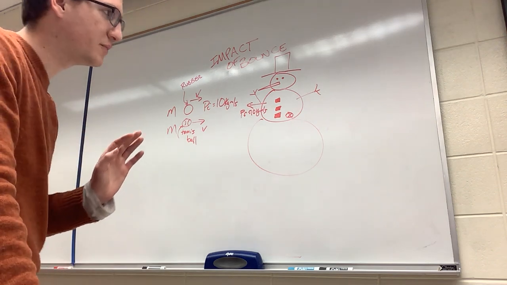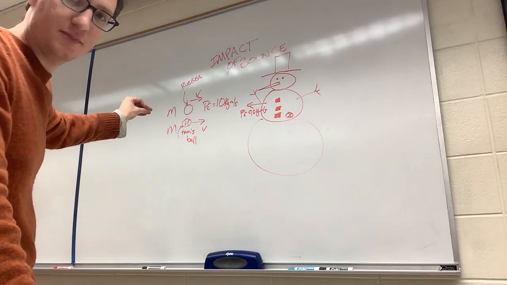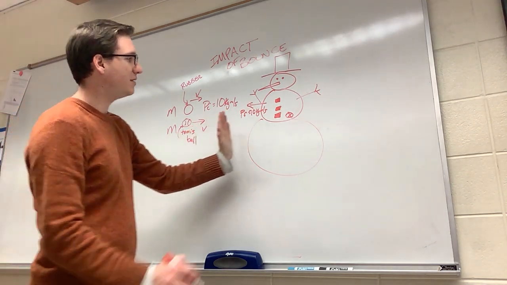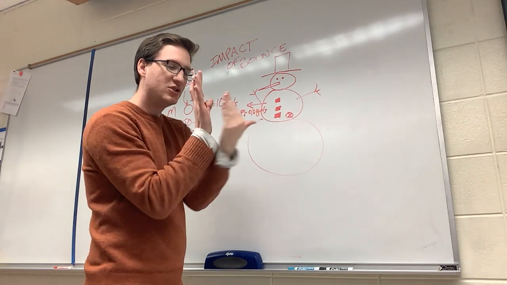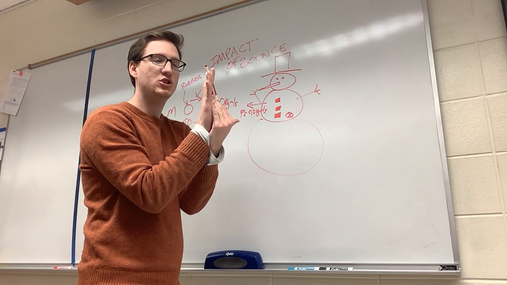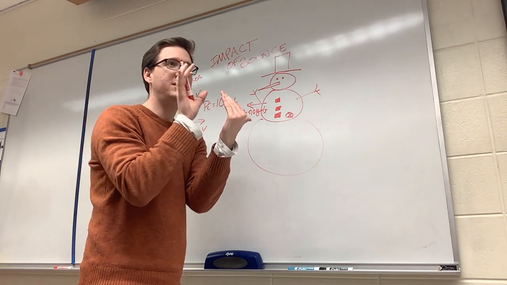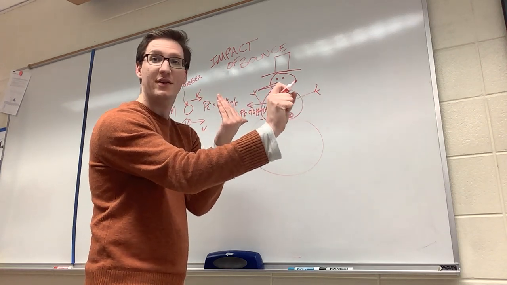Let's think this through. In order for the tennis ball to stop, right? It's coming, it's coming, it's coming. It reaches the surface of the snowman. Once it reaches the surface, it starts receiving a force. That force is going to start changing its momentum, and it's going to go from 10, 9, 8, 7, 6, 5, 4, 3, 2, 1, 0, and then it stops.